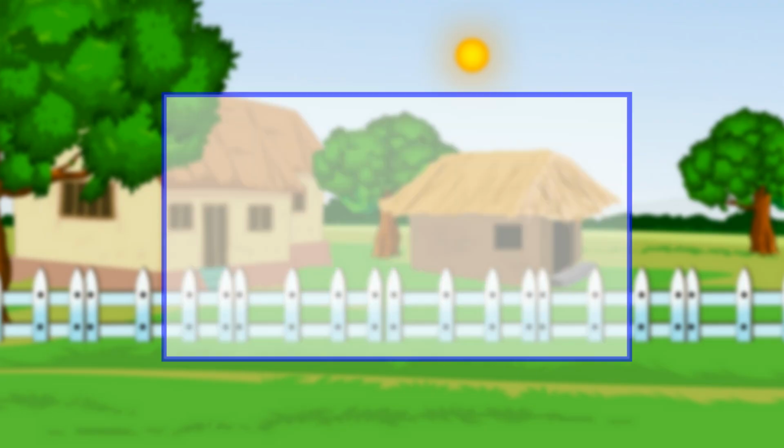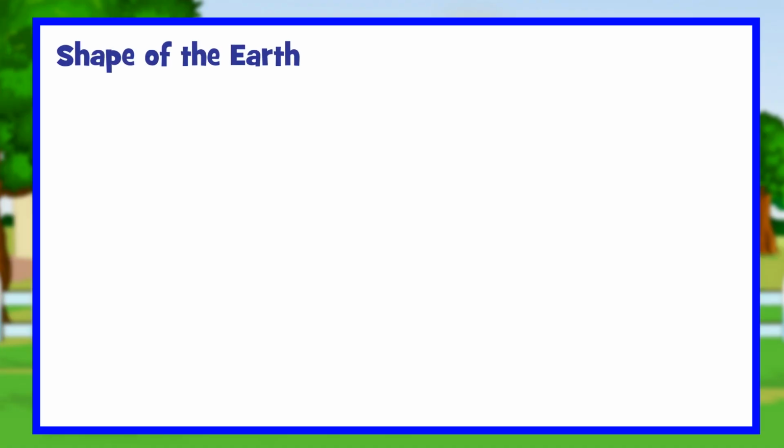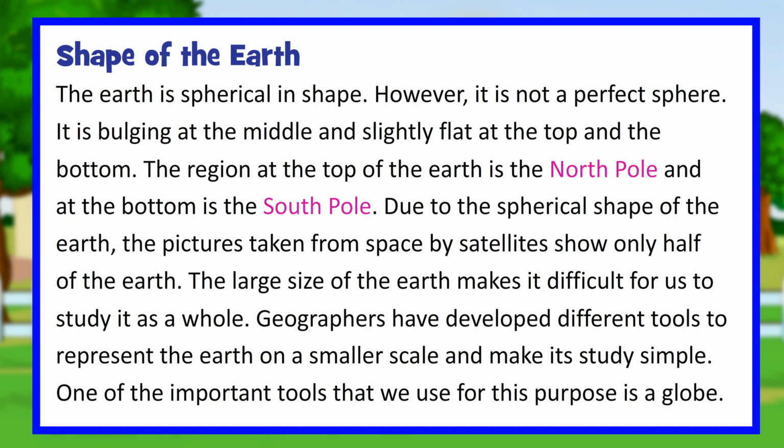The globe. Shape of the Earth. The Earth is spherical in shape. However, it is not a perfect sphere. It is bulging at the middle and slightly flat at the top and the bottom. The region at the top of the Earth is the North Pole and at the bottom is the South Pole.